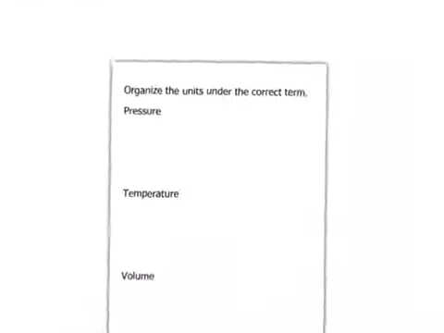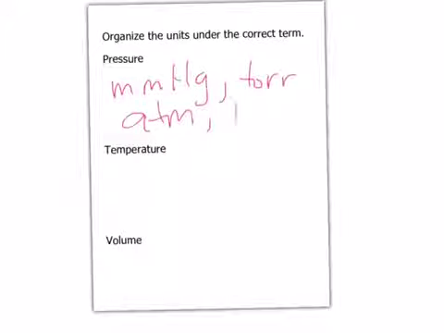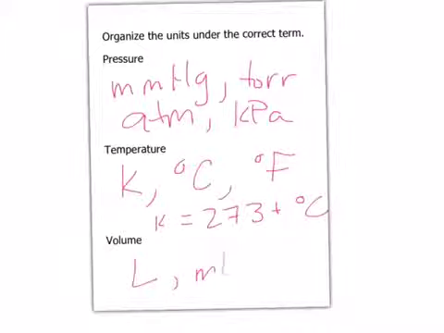All right, last problems that we're going to do. The units we need to look at. So pressure is going to be in millimeters mercury, torr, ATMs, and kPa. Temperature, we know Kelvin, we know degrees Celsius, and we know degrees Fahrenheit. Remember, if you guys want Kelvin, it is 273 plus my degrees Celsius. And volume, we're going to see this in liters, milliliters, and sometimes centimeters cubed.